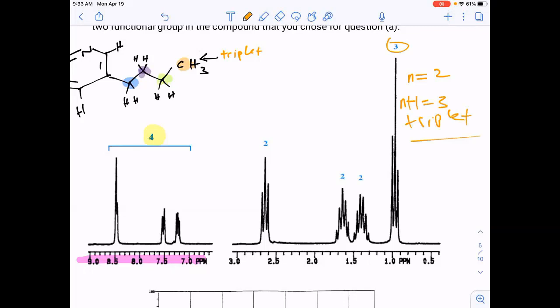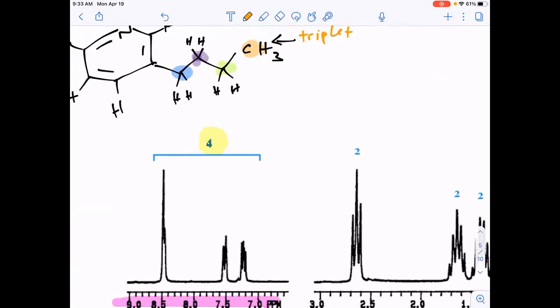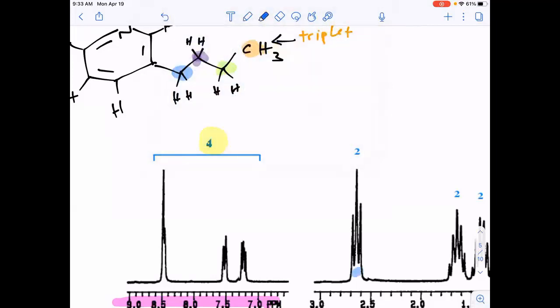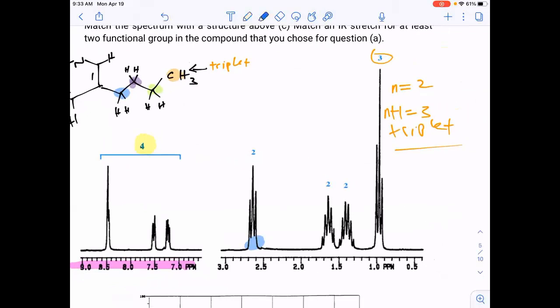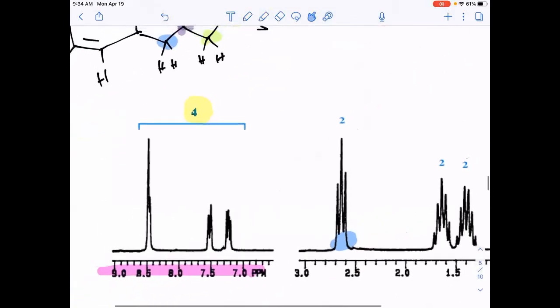Why is that triplet further downfield, and which set of protons does it match? Is it the blue hydrogens? The one all the way closest to the ring. That's exactly right. And there's a couple of ways to think about that. Let me go back down here and make that orange. There's a couple of ways that you can arrive at that conclusion, right?